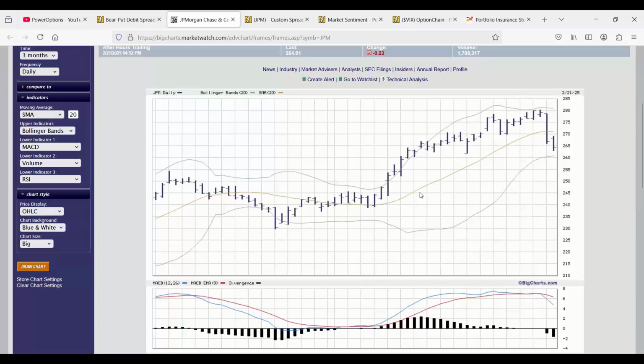Here's my 20-day moving average line. It's selected with the Bollinger Bands as well. So the upper band, just as in the conversation I had today. We have a stock that's riding sort of the upper Bollinger Band. It had a Bollinger Band breakout about a month ago.